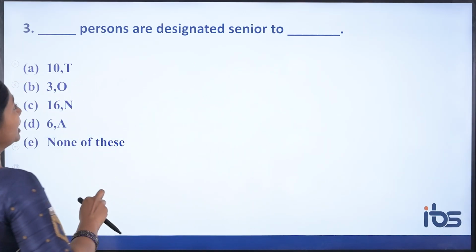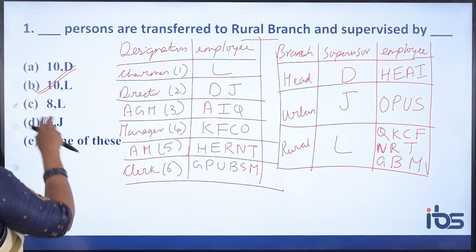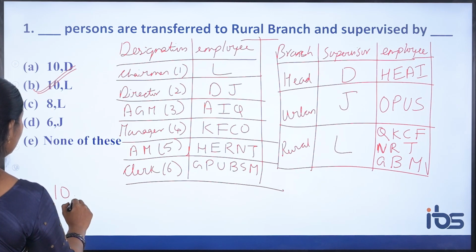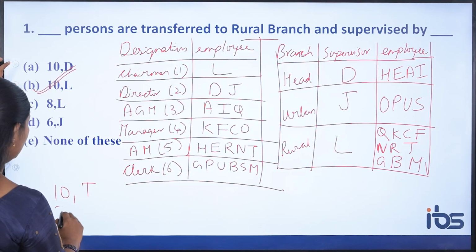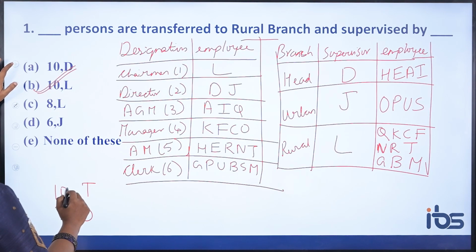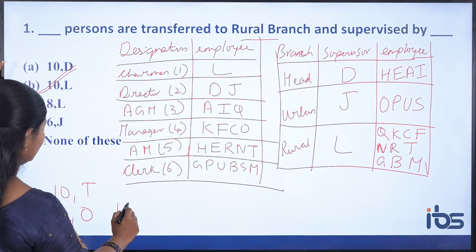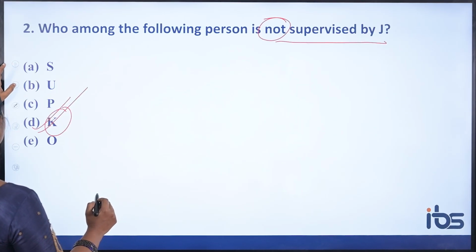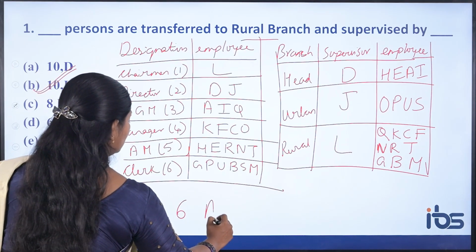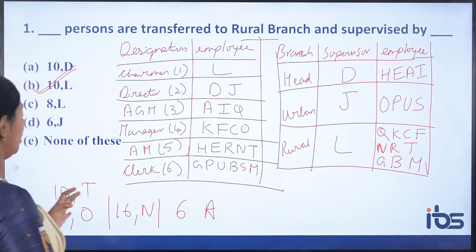The next one. Dash persons are designated senior to dash. Let me see the options because we do not have them shown: 10 and T, 3 and O, 16 and N, 6 and A. So what is the question? Dash persons are designated senior to dash. So how many persons?